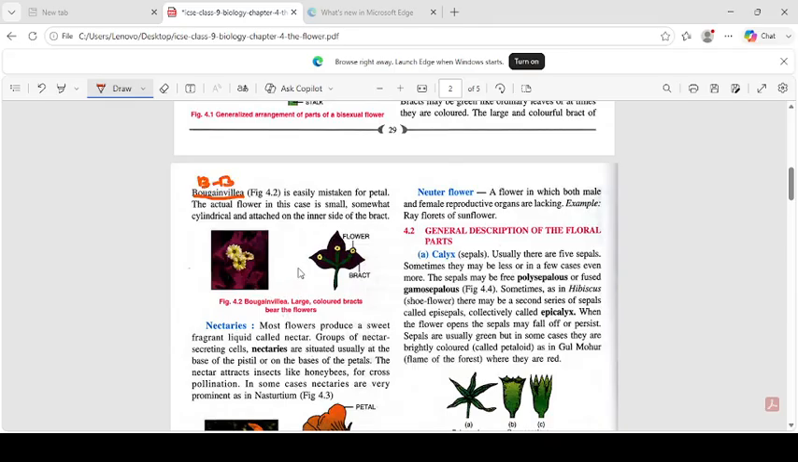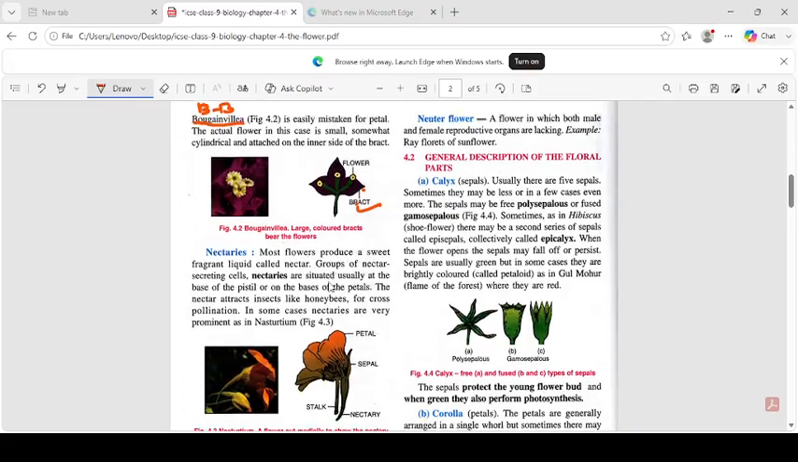So in bougainvillea, what colorful magenta color petal-like structure you can see, that is not the petal, that is actually the bract in the axil of which these three small flowers are arising. So whenever they are asking about bract, you have to discuss bougainvillea.